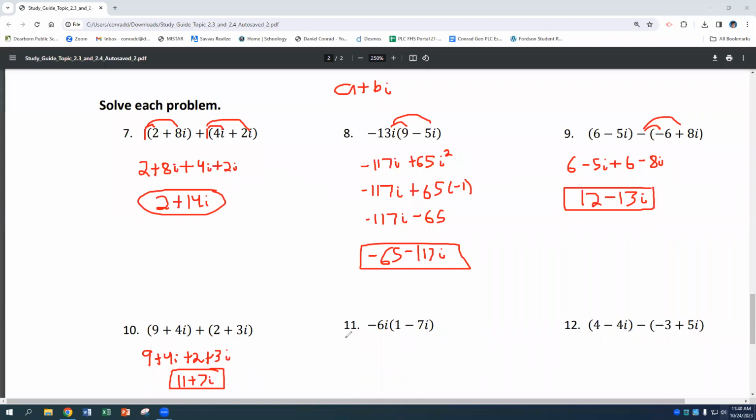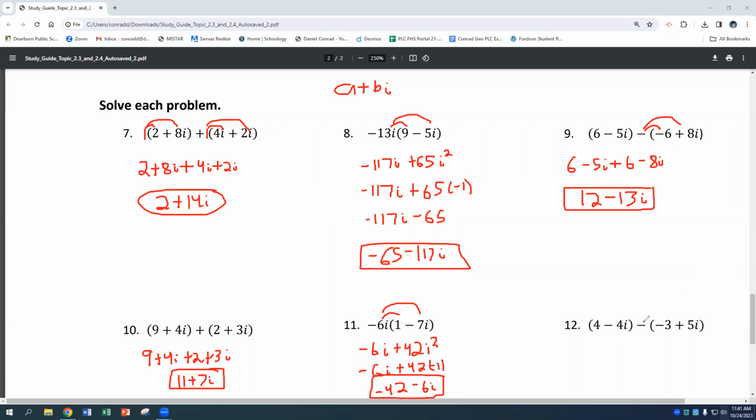Okay, the next one here, we're multiplying, so we need to distribute. So negative 6i times 1 is negative 6i. Negative 6i times negative 7i is going to be positive 42i squared. For i squared, that's going to be negative 1. So this is plus 42 times negative 1. So 42 times negative 1 is going to give us negative 42 minus 6i.